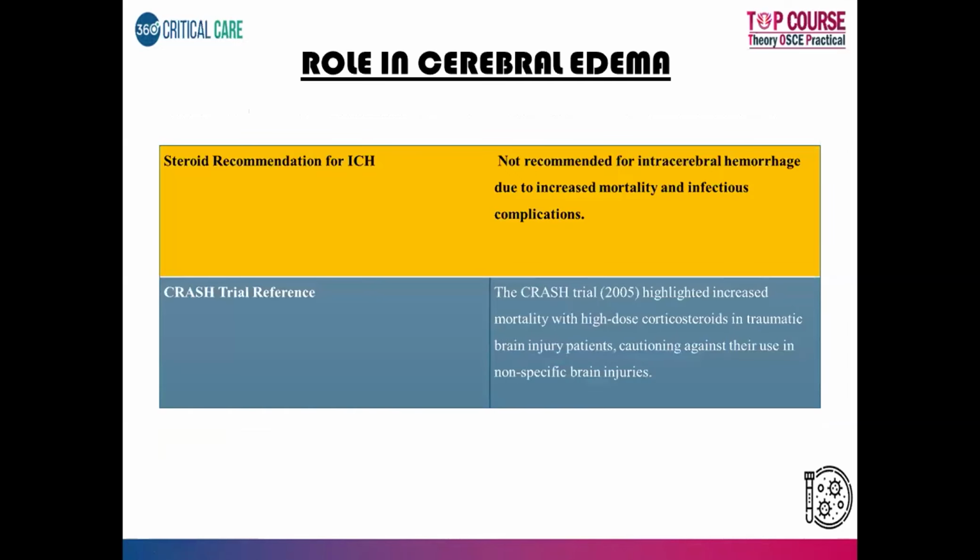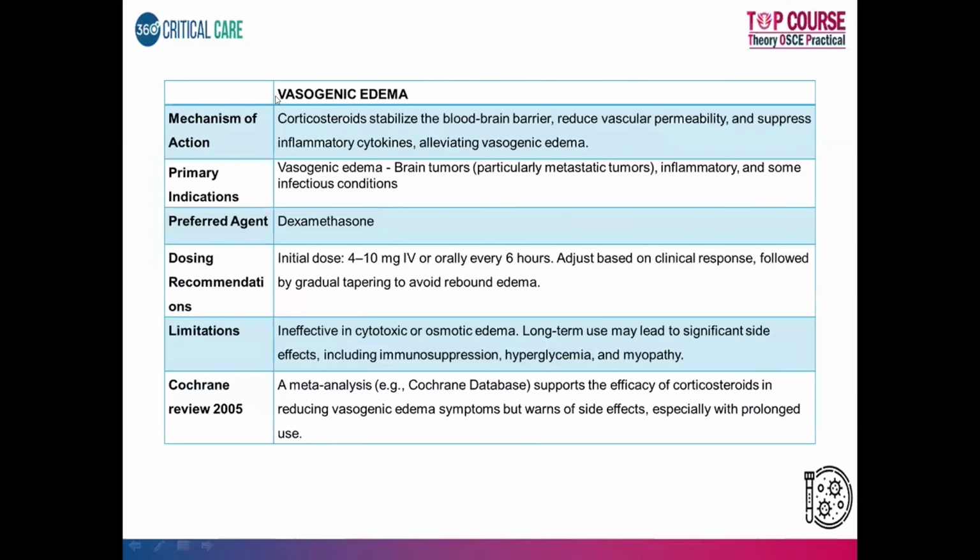Now, coming to the role in cerebral edema, I think Sanantha sir has already discussed the management of cerebral edema. What is the recommendation for ICH? It is not recommended for intracranial hemorrhage due to increased mortality and infectious complications. The reference is the CRASH trial. Now, coming to vasogenic edema, corticosteroids are used to decrease the vasogenic edema, especially in brain tumors. What is the dose here? The preferred agent is dexamethasone and the dose would be 4 to 10 mg IV or orally every 6 hours.